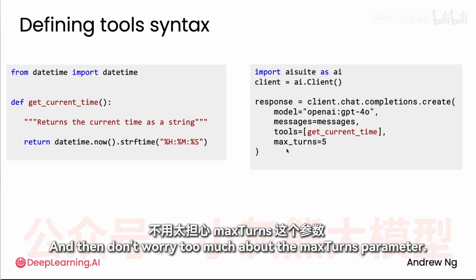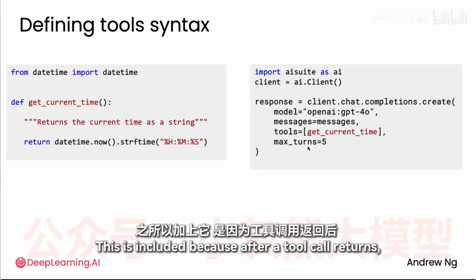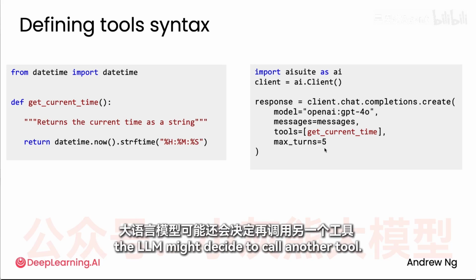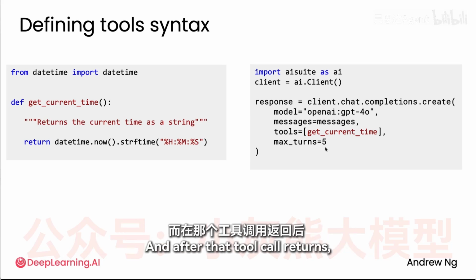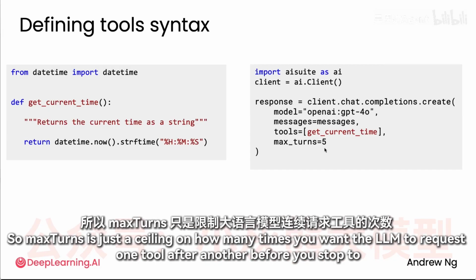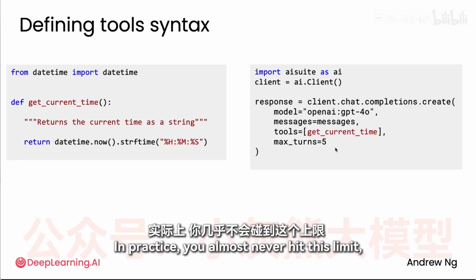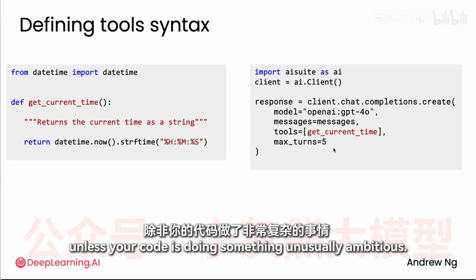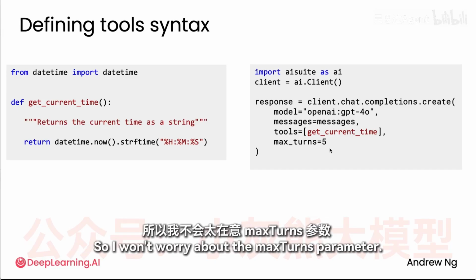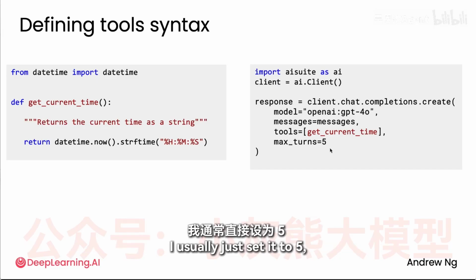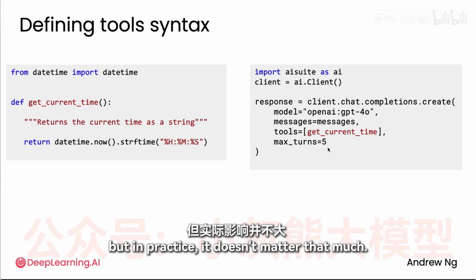And then don't worry too much about the max turns parameter. This is included because after a tool call returns, the LLM might decide to call another tool. And after that tool call returns, the LLM might decide to call yet another tool. So max turns is just a ceiling on how many times you want the LLM to request one tool after another before you stop, to break out of a possible infinite loop. In practice, you almost never hit this limit unless your code is doing something unusually ambitious. So I wouldn't worry about the max turns parameter. I usually just set it to 5, but in practice, it doesn't matter that much.